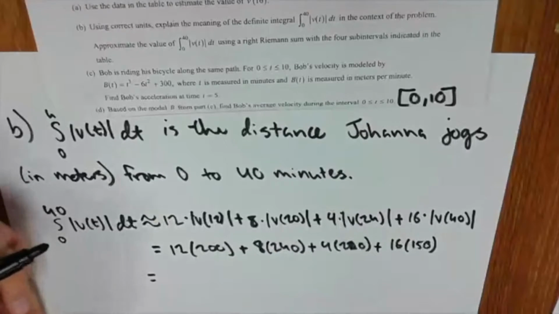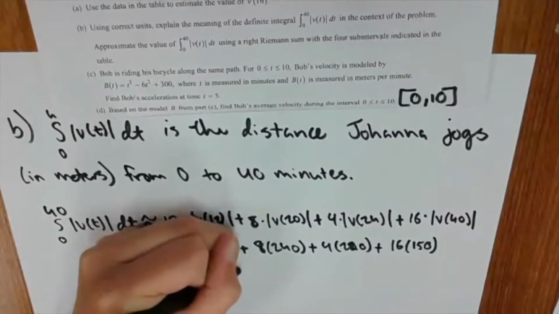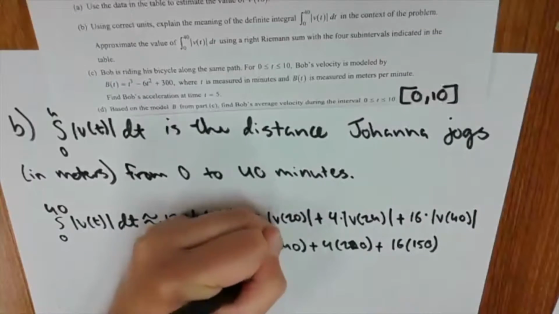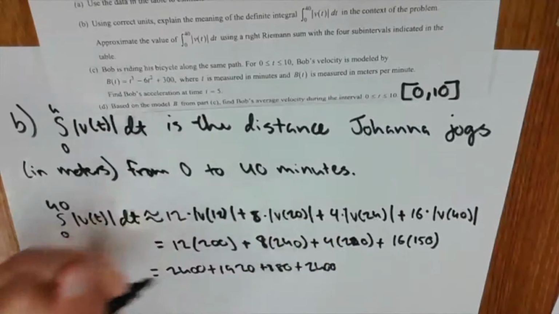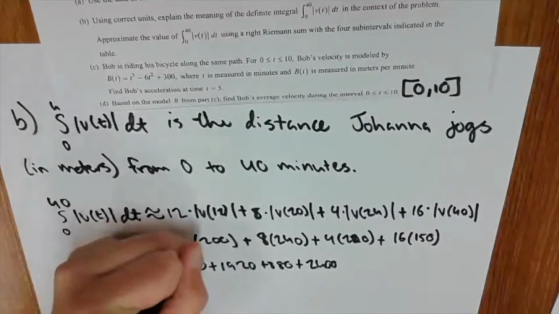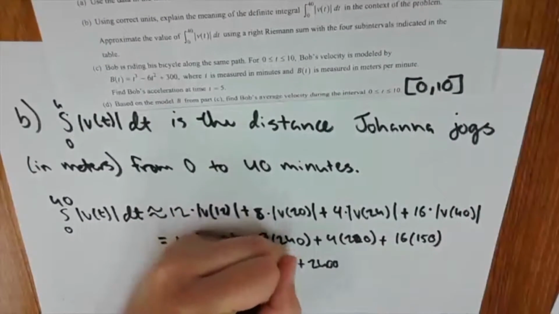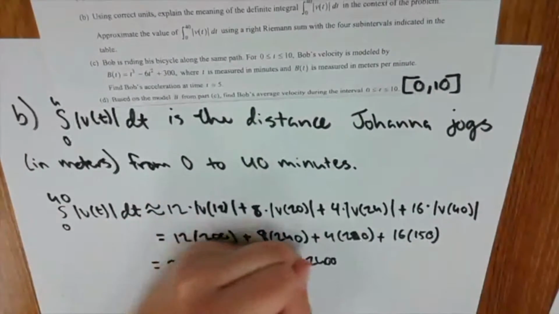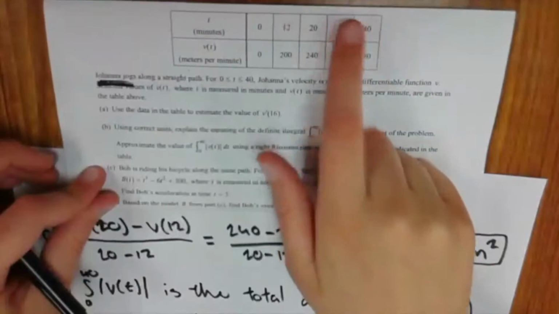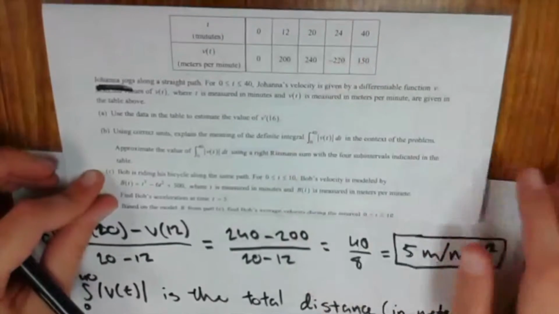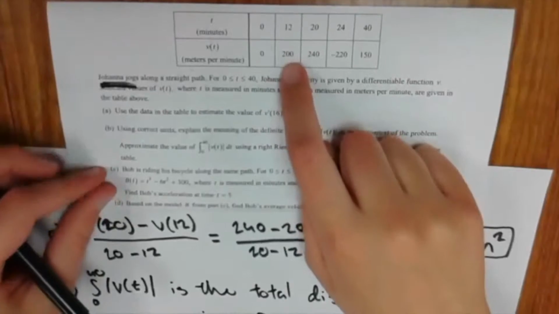To further simplify that, we get 2400 plus 1920 plus 880 plus 2400, and finally that simplifies all out to 7,600 meters, which is our approximation of the value over the intervals 0 to 12, 12 to 20, 20 to 24, and 24 to 40. And then we multiply it by the velocity of the right side.